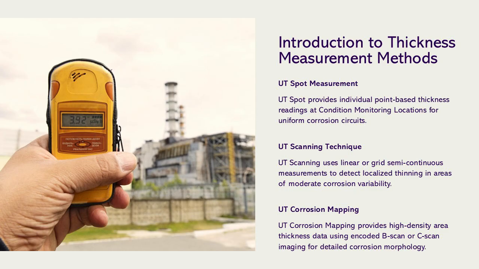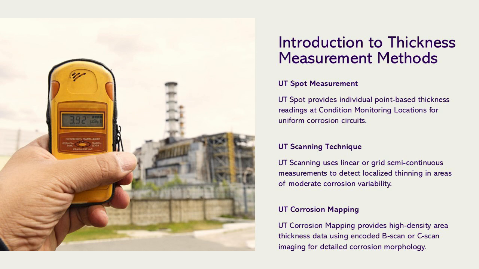Ultrasonic thickness measurement methods differ significantly in coverage, spatial resolution, and applicability. UT spot, the simplest method, provides individual point-based thickness readings typically collected at condition monitoring locations, CMLs. As per API 570 Section 5.6, CML-based thickness monitoring is appropriate for circuits exhibiting predictable and uniform corrosion behavior.